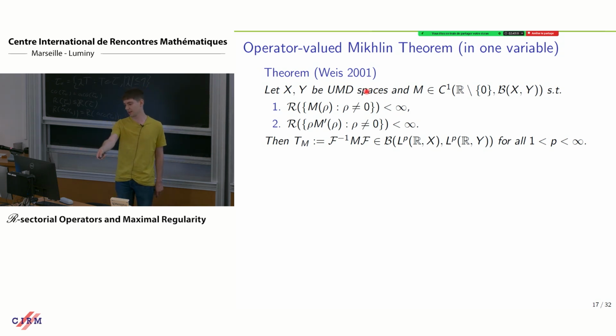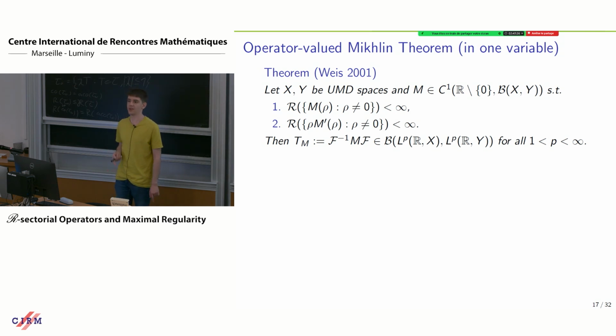Now these sets we already had in the scalar valued case, but now these sets do not only have to be bounded, but they should be R-bounded. So we require some stronger property here. Those two sets must be R-bounded, and then the operator T_m, which again is this Fourier multiplier, extends to a bounded operator on L^p for all p strictly between 1 and infinity.